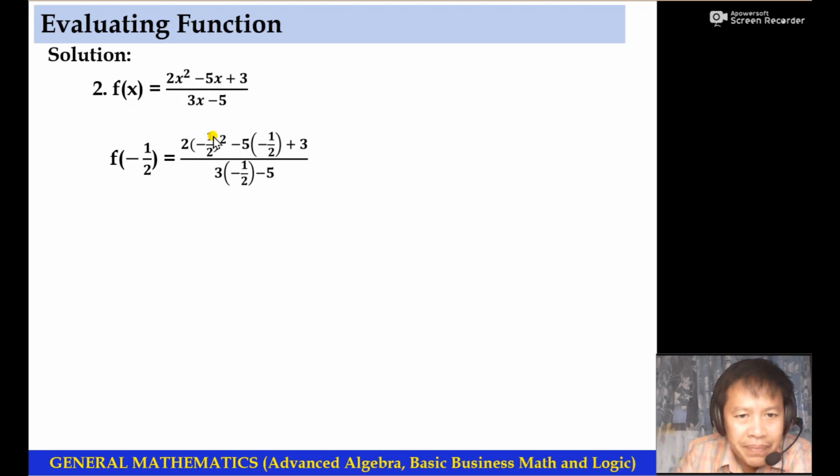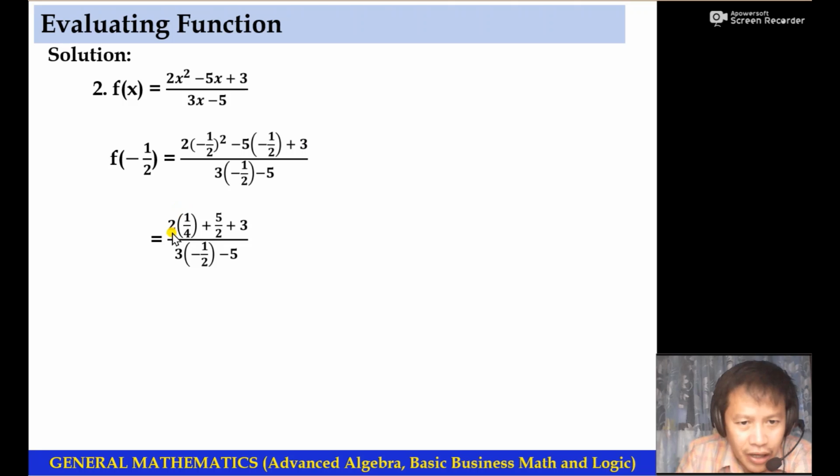Negative 1 half times negative 1 half is positive 1/4. Then negative times negative is positive. Then 5 times 1 is 5 over 2 plus 3. Okay, this is it. Okay, step by step. So 1/4 is the result of negative 1 half raised to 2.